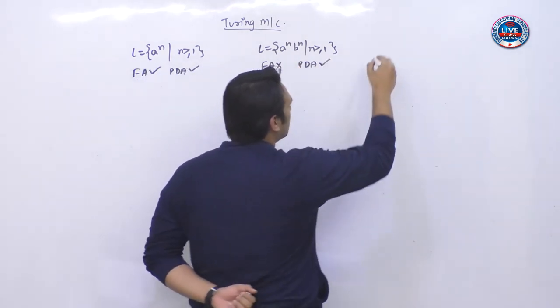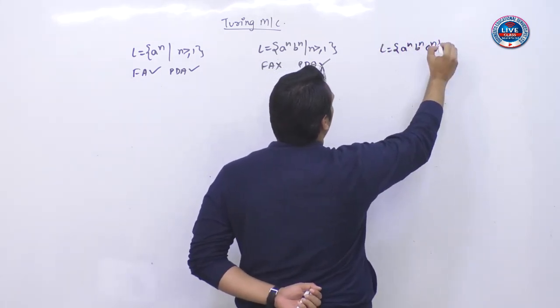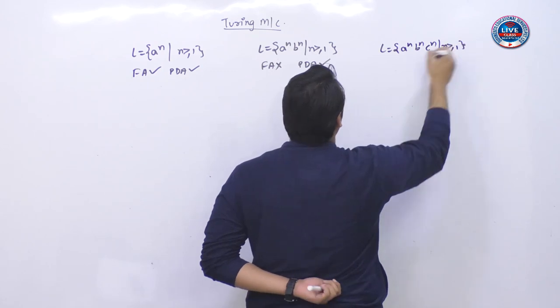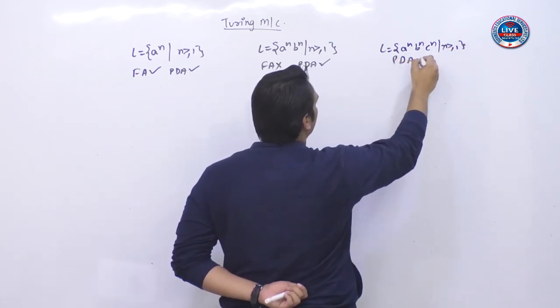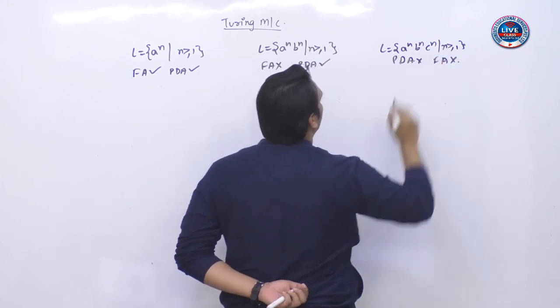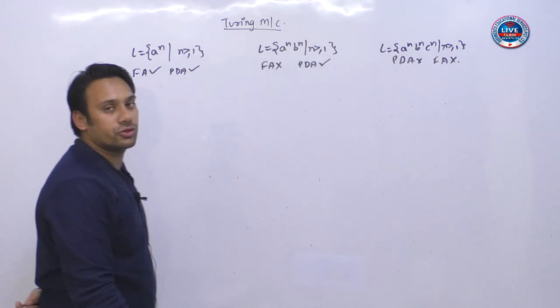But if I take a language which is a raised power n, b raised power n, c raised power n such that n is greater than or equal to 1, for this language even finite automata is not possible and PDA is also not possible, correct? So there are so many languages. For those languages you cannot even create a pushdown automata.